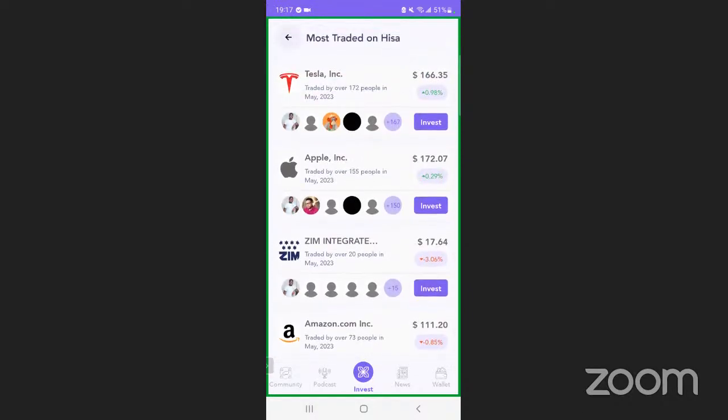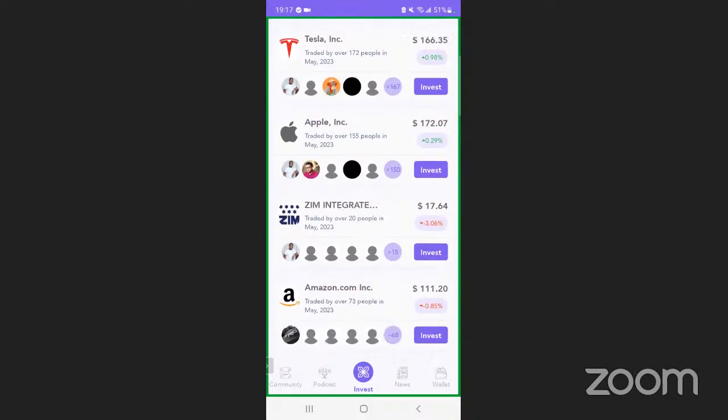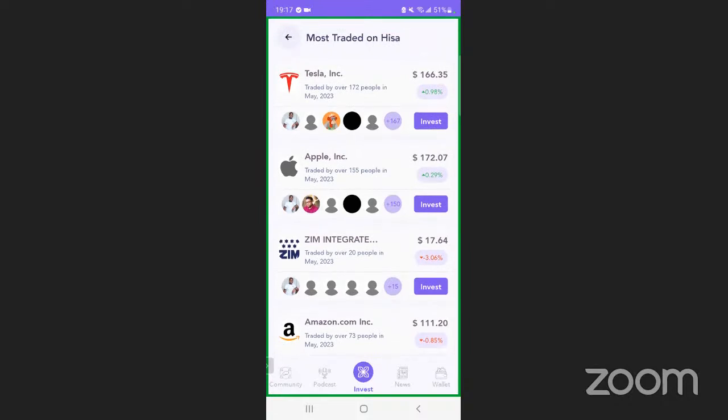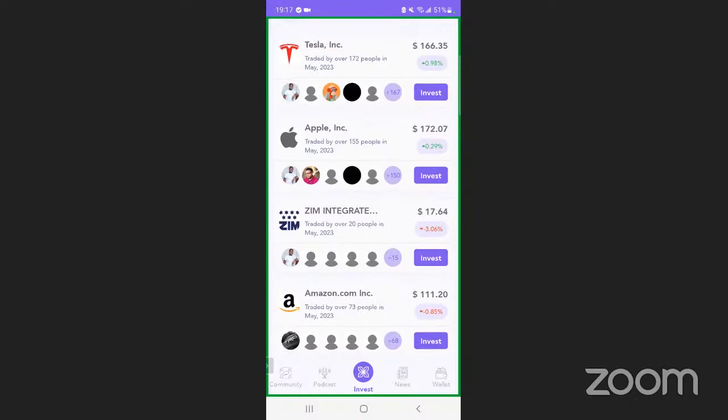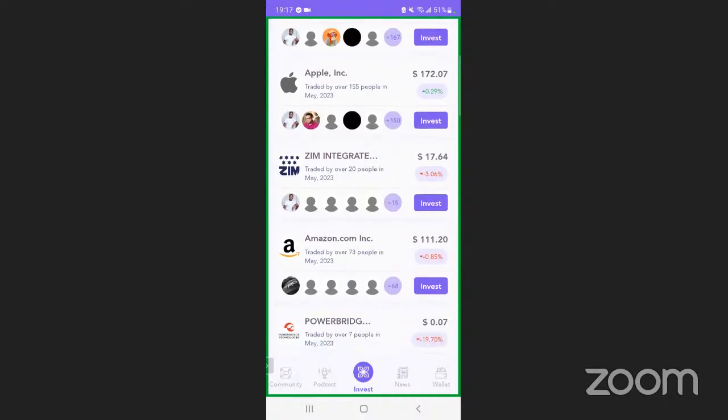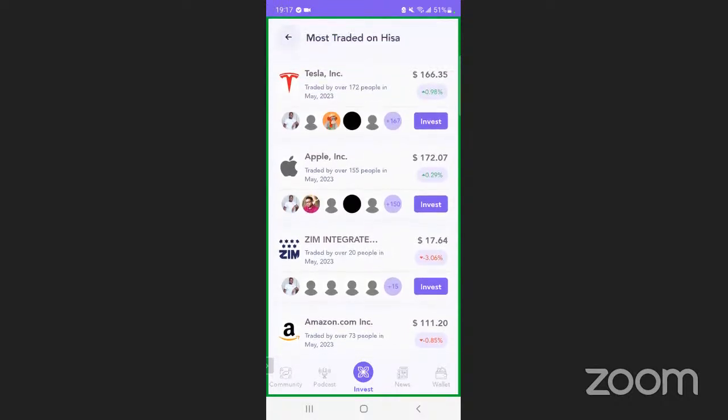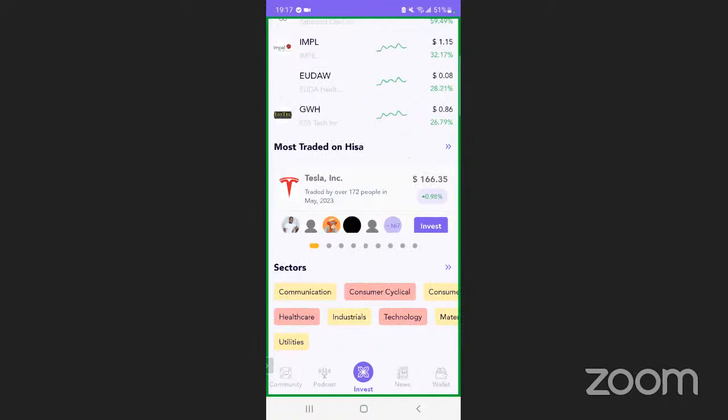So with this, the reason why we decided to have the most traded on Hisa is because you might not have an idea of which stocks are good for you, but this can help you to narrow down so you can do your specific research, like just what I've told you. So you can note down these stocks and then go do your own research. So why are people buying Zim? Why are people buying Amazon? Why are people buying PowerBridge, right? That's the reason why we included them in most traded on Hisa.